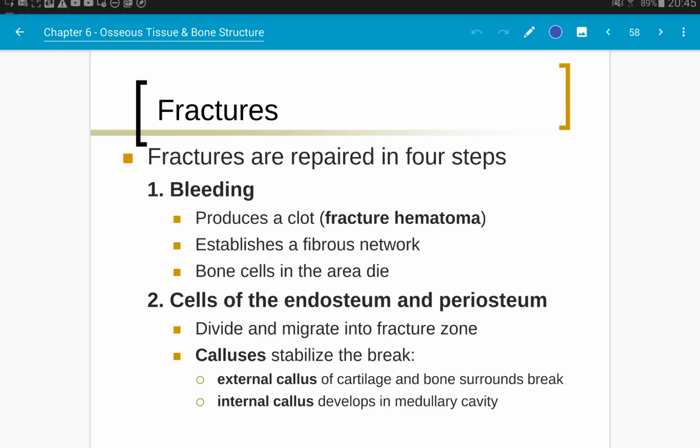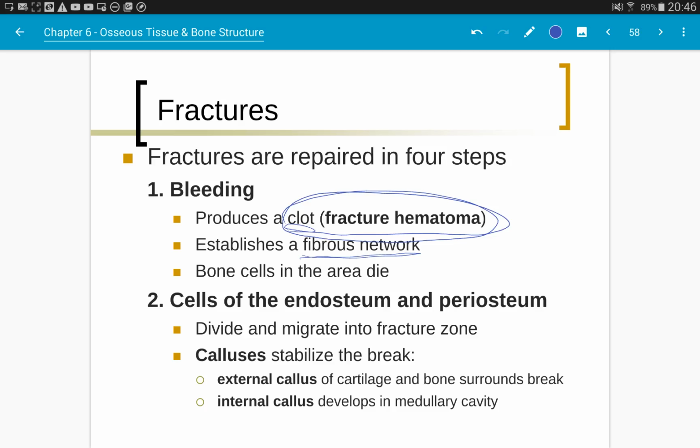And so at the place where the fracture actually occurs, you get bleeding and it forms a clot called a fracture hematoma. Hematoma is a big blood clot. And this helps start forming, as it says, a fibrous network, which is kind of where the healing is going to begin and form what we call a callus. In the area of the actual damage, the bone cells do die. But never fear, we have our osteoprogenitor cells. Remember, those are our stem cells, so they can produce more bone cells.